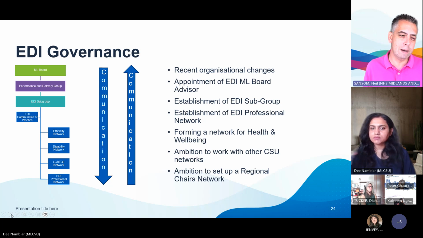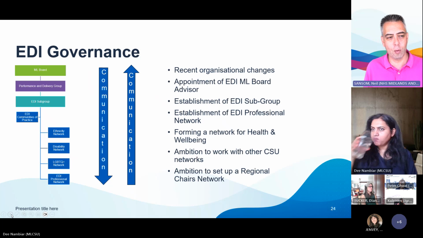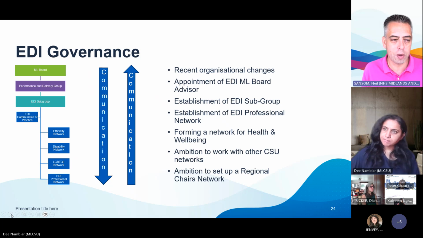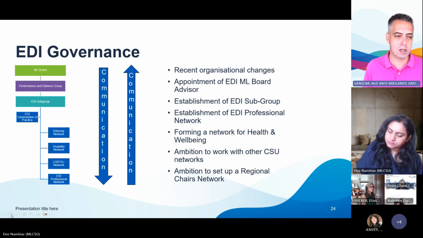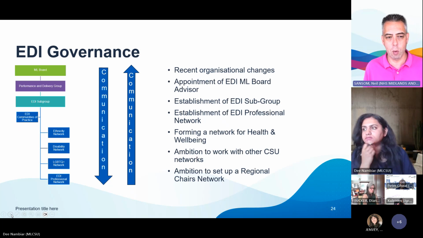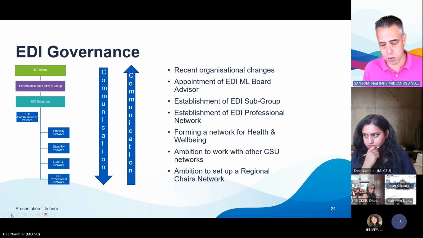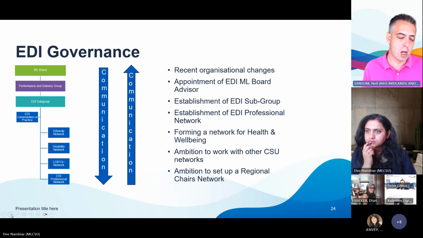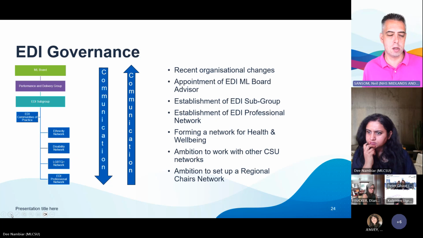The EML board is really more of a rubber stamping forum, not really where a lot of the conversation and debate takes place. So we're making changes to make sure we're more effective and can drive through the changes that we want. There's also going to be an EDI communities of practice that sits below the EDI subgroup, and there you'll have the ethnic, disability and LGBTQ plus staff networks. There is also an EDI professional network that's going to be set up.